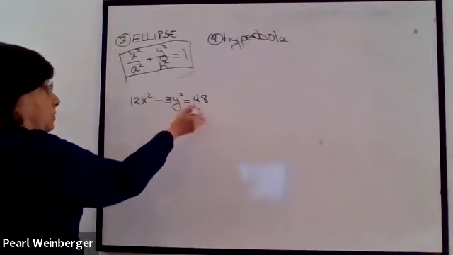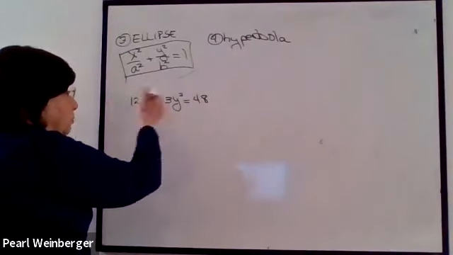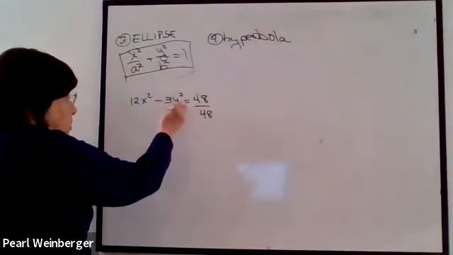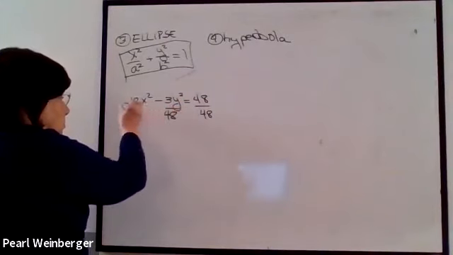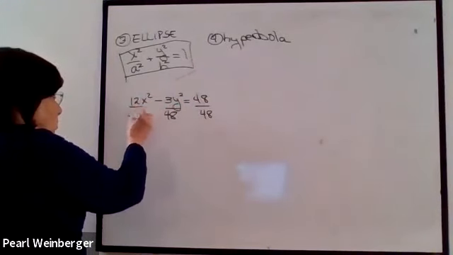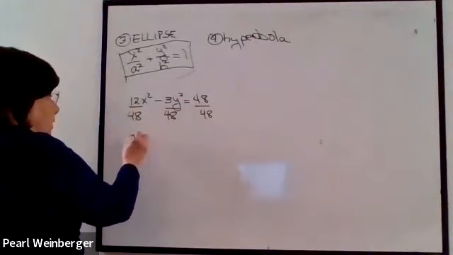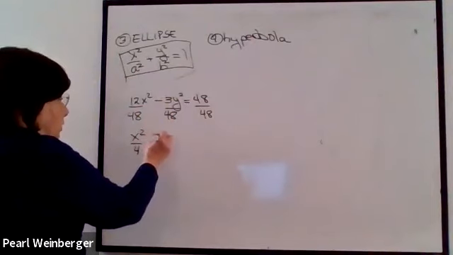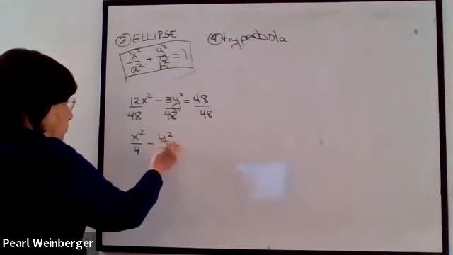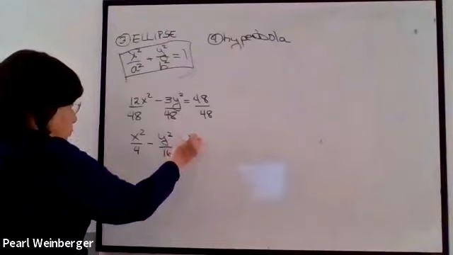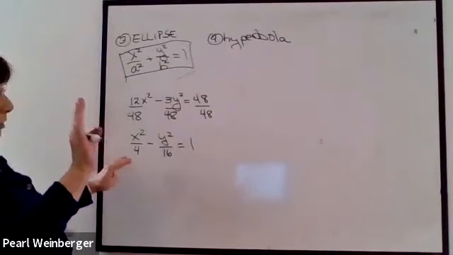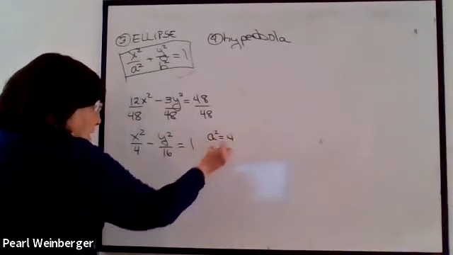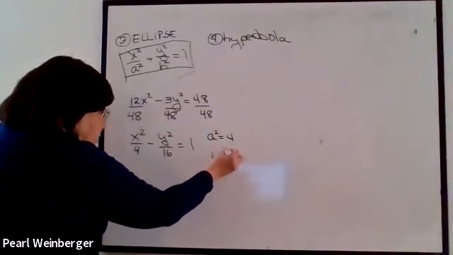But of course, I want to put this in standard format so I can figure out what my a and my b is. So I'm going to divide everything by 48. So the 12 over 48 reduces to x squared over 4. The 3 over 48 reduces to y squared over 16 equals 1. So now we are in standard format. And my a squared is 4, and my b squared is 16.